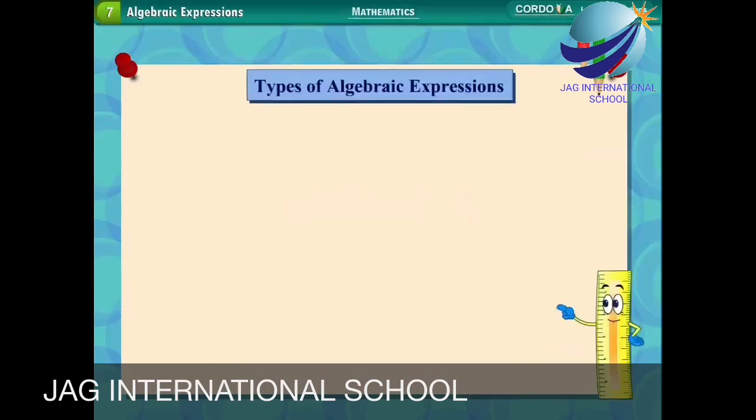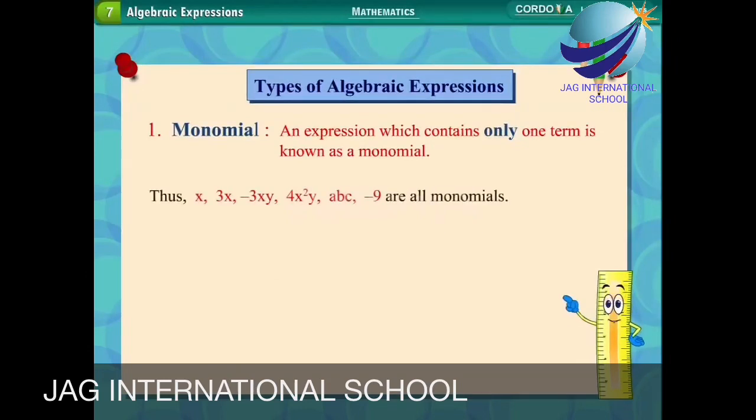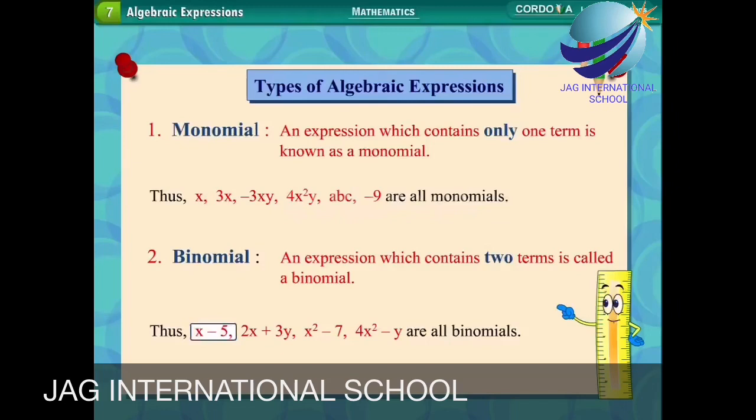Types of algebraic expressions. Monomial: an expression which contains only one term is known as a monomial. Thus, x, 3x, minus 3xy, 4x squared y, abc, minus 9 are all monomials. Binomial: an expression which contains two terms is called a binomial. Thus, x minus 5, 2x plus 3y, x squared minus 7, 4x squared minus y are all binomials.